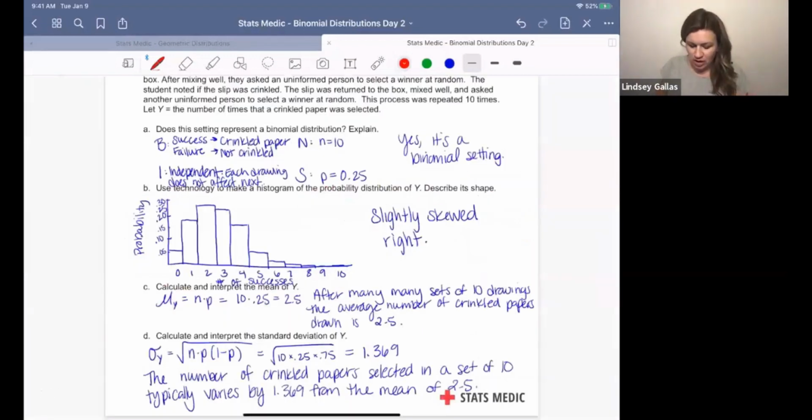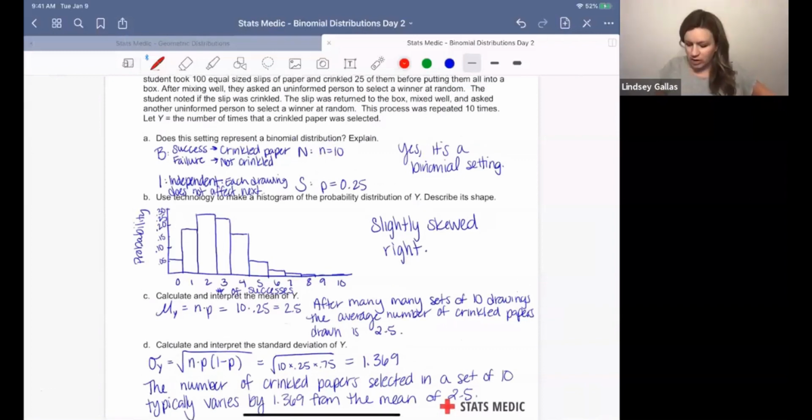Okay, so I've got here for part A, the first thing is we are being asked to describe, is this a binomial distribution? So I've just talked through all of BINS, described what success and failure are. Because we're putting the paper back every time, it is going to be independent. We are doing this for 10 trials, and the probability of winning is 0.25 because there are 25 out of the 100 slips. So this is a binomial setting.